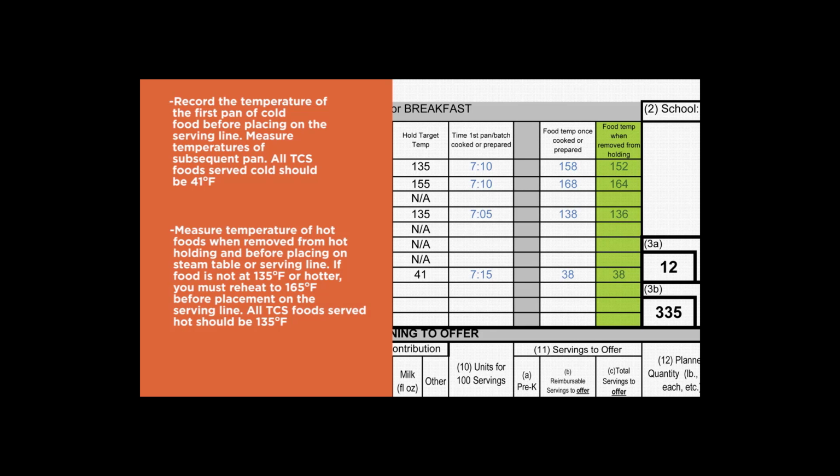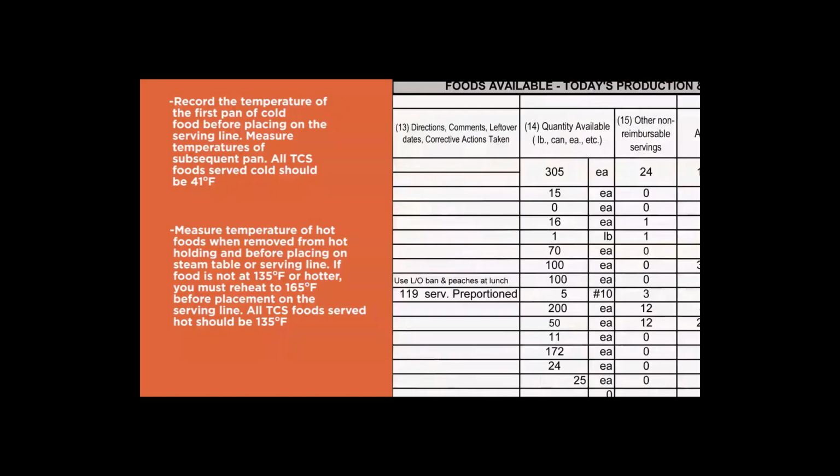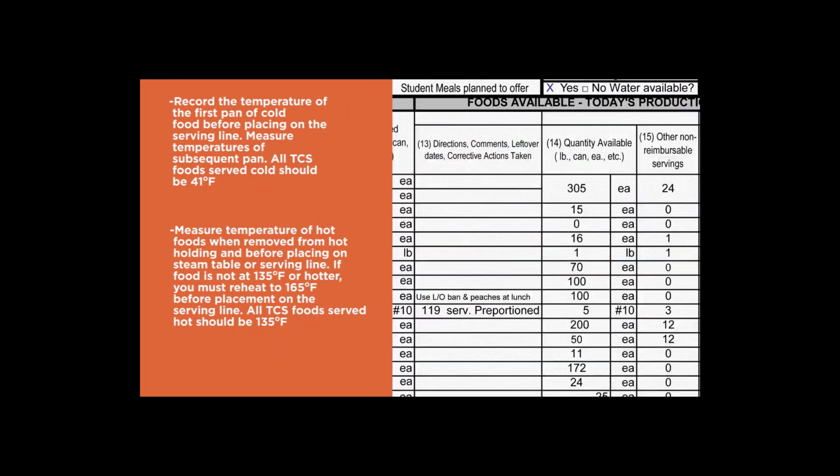serving line. If the food is not at 135 degrees Fahrenheit or hotter, you must reheat to 165 degrees Fahrenheit before placing on the serving line. Record this in column 13, Directions, Comments, Corrective Actions Taken.